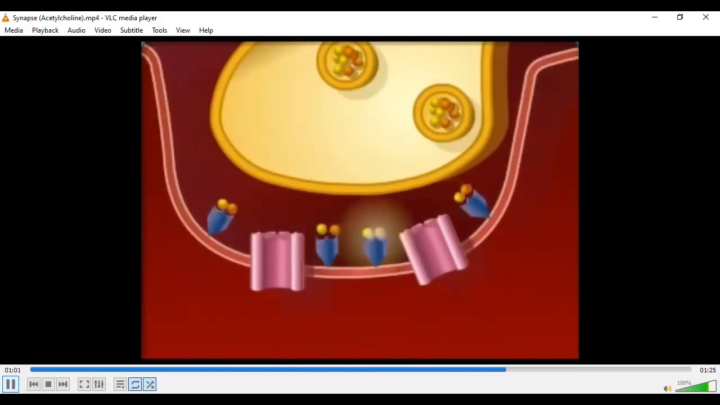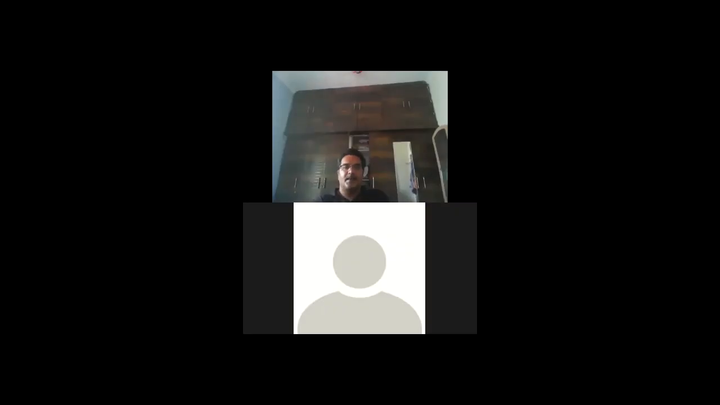Acetylcholine is rapidly broken down to acetic acid and choline in the synaptic cleft by the enzyme acetylcholinesterase. The choline is reabsorbed by the presynaptic terminal and combined with acetic acid to form more acetylcholine, which enters the synaptic vesicles. Yes, then an action potential arrives at the presynaptic terminal, causing voltage-gated calcium ion channels to open, increasing the calcium ion permeability of the presynaptic.